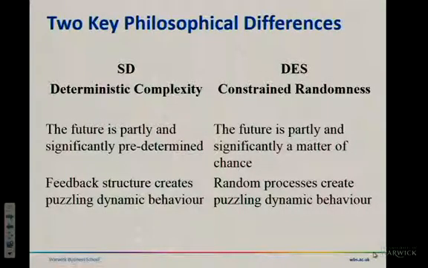In discrete event simulation, the future depends on chance, on the randomness of the arrivals of clients and the characteristics of those clients. What sort of product are they requiring? How often? When are they arriving? At what time are they arriving? So you don't know the future until things happen. Feedback structure in system dynamics creates puzzling dynamic behavior, different shapes. In discrete event simulation, what is difficult to understand is determined by the randomness that you have.